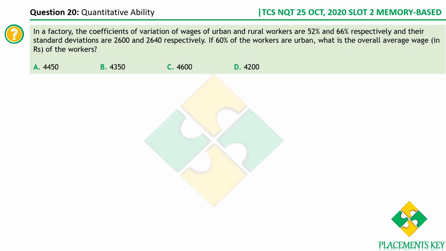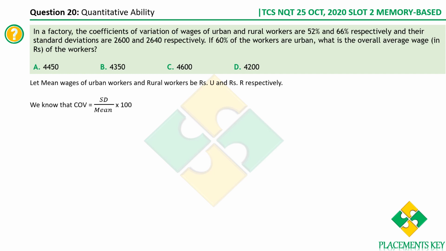In a factory, the coefficients of variation of wages of urban and rural workers are 52% and 66% respectively, and their standard deviations are also given. If 60% of the workers are urban, then what is the overall average wage of the workers? Let's assume that the mean wages of the urban workers and rural workers are U and R respectively, U for urban workers and R for rural workers. Now we know the equation that links coefficient of variation and standard deviation. Please remember this. If you know this, you can definitely answer the question.